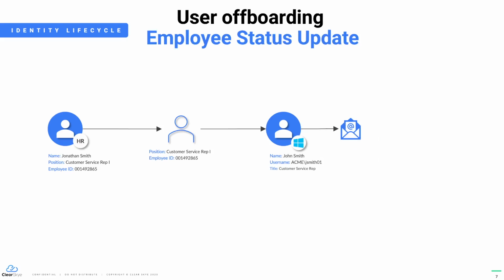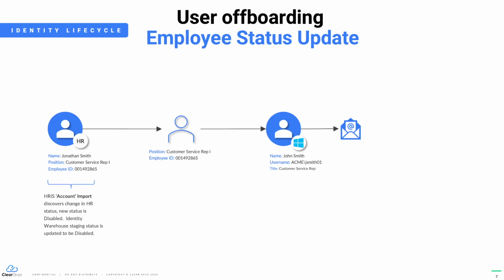Another example is the employee status update. Imagine if Jonathan Smith was to take a sabbatical, their status will change within the HR system. This needs to be detected by Clear Skye IGA and a workflow initiated to process that change. Let's assume that the HR representative has changed Jonathan Smith's status. The Workday connector will import that change, and that will trigger a flow within the ServiceNow system.